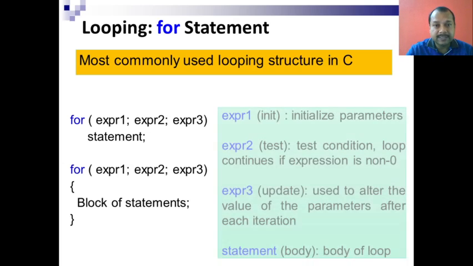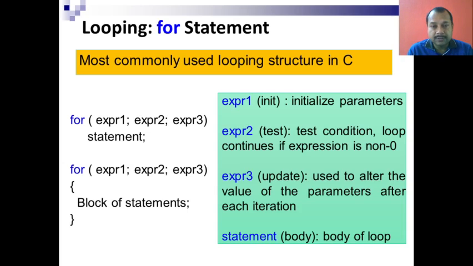Now let us expand expression 1, expression 2 and expression 3. Expression 1 is mostly for initialization purposes, but later we will see that we can make some differences here, so the initialize part cannot be considered a very strict thing. As the flowchart in the next slide will demonstrate, expression 1 will be executed only once. That's why it is called initialize parameters, and all those parameters which you wish to initialize as part of this for loop will be placed in expression 1.